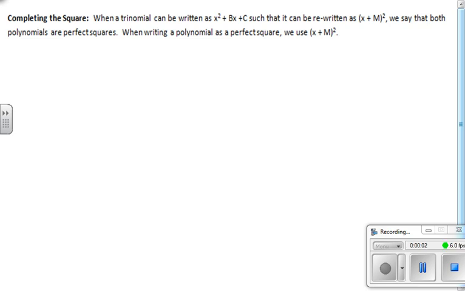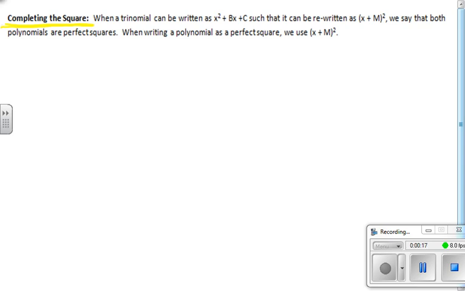Continuing on our 6.4 lesson on completing the square, we've talked a little about the square root property up until now, but now we're going to go to exactly what is completing the square. Before we can do that, we need to define what a perfect square is.